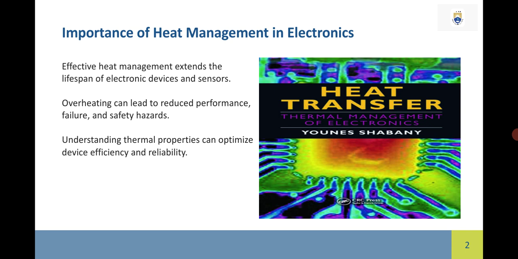Importance of heat management in electronics. Effective heat management extends the lifespan of electronic devices and sensors. Overheating can lead to reduced performance, failure, and safety hazards. Understanding thermal properties can optimize device efficiency and reliability.